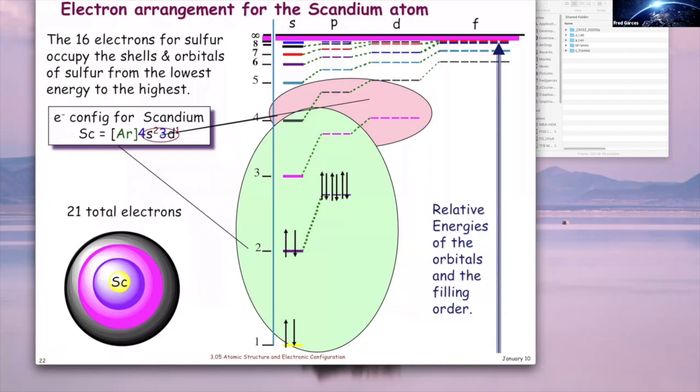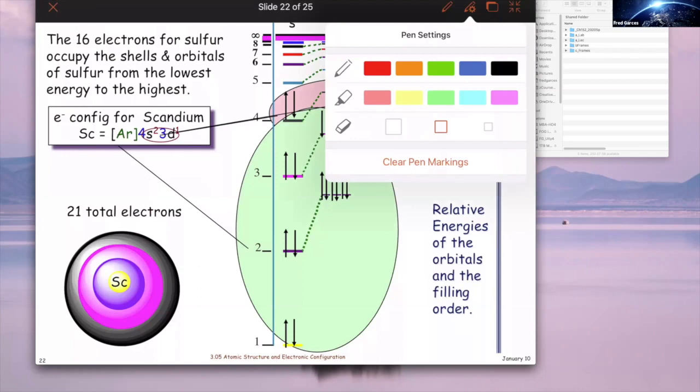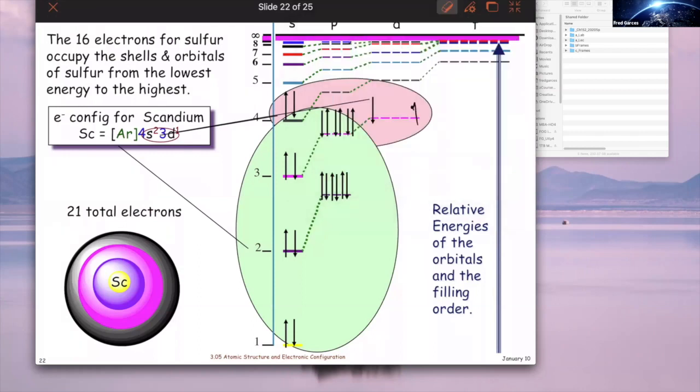Here it is. That's basically your argon core. Right there's your argon core. And then 4s2, 3d1. And notice how I made this upside down. I'm making this upside down to train you that it doesn't always have to be up or at the end. It could be somewhere in the middle. But it just needs to fill one of those orbitals.